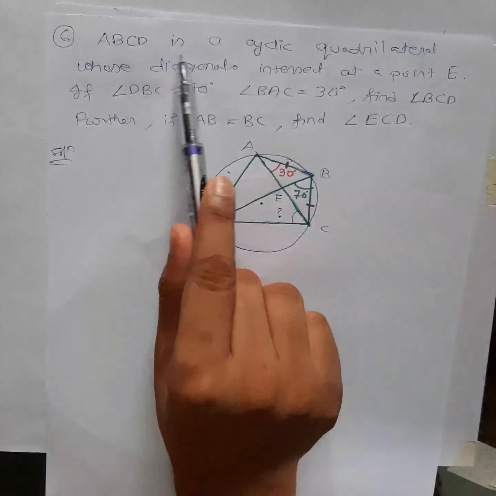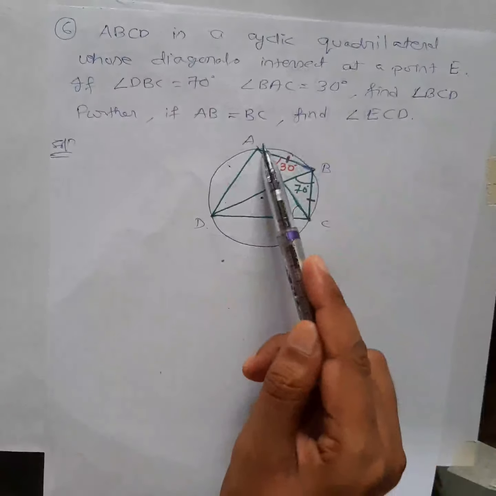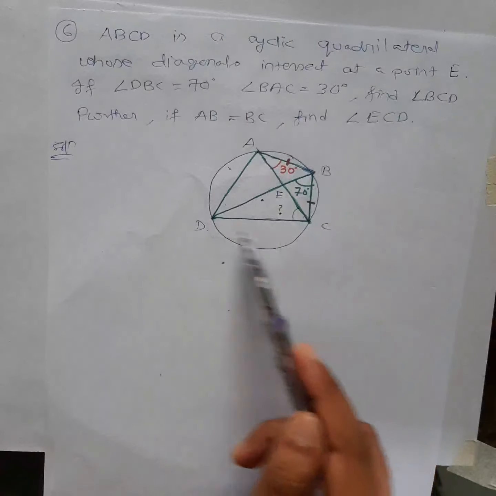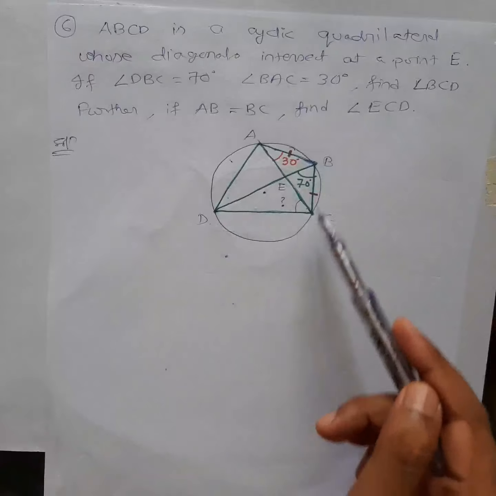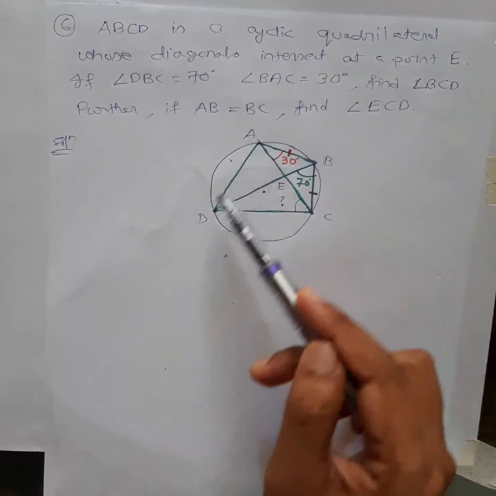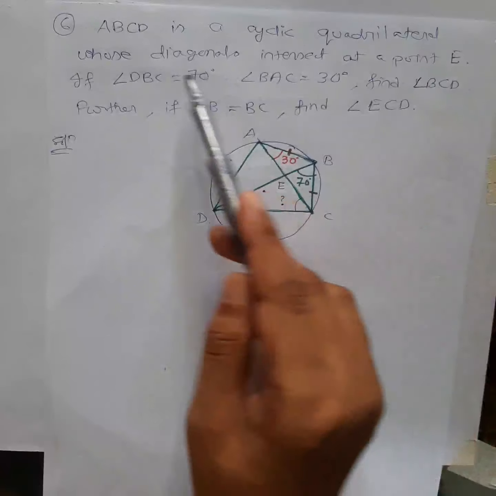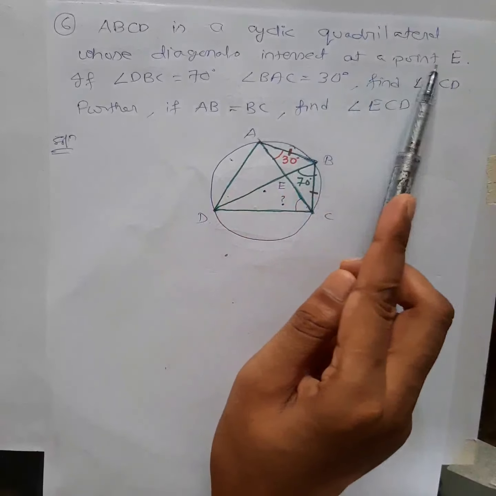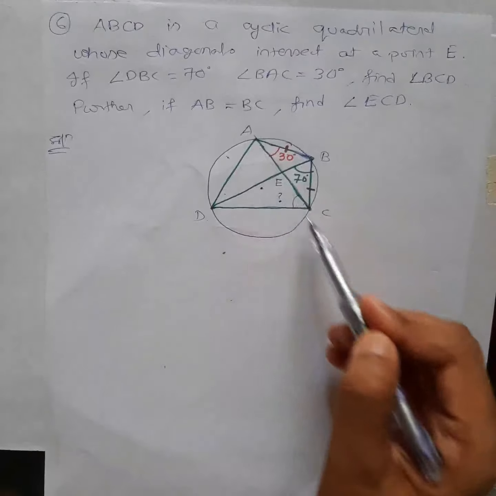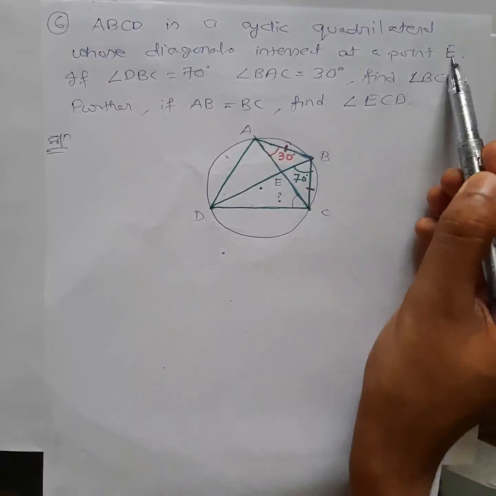So see here, ABCD is a cyclic quadrilateral. Quadrilateral, that is a four-sided figure inside a circle, right? All these points lie on the circle. That's what it means, cyclic quadrilateral, whose diagonals intersect at a point. So you can see I have drawn the diagonals here, which intersect at E, they have given, okay?